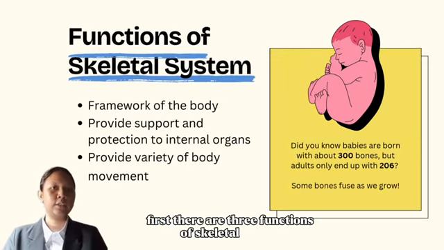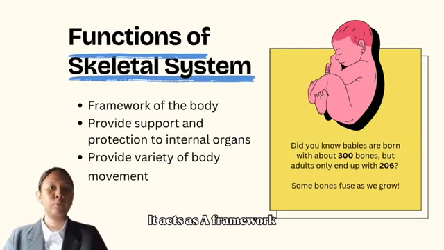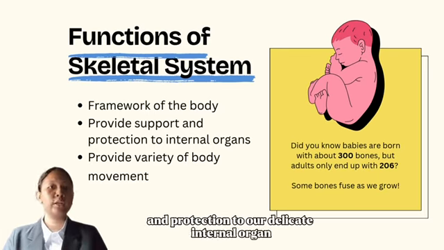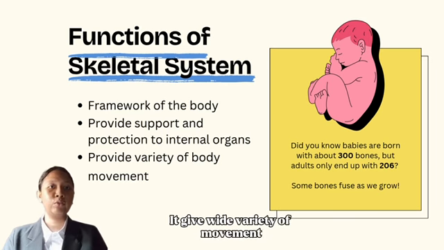There are three functions of the skeletal system. The first one, it acts as a framework of our body. The second one, it provides support and protection to our delicate internal organs. The third one, it gives a wide variety of movement.